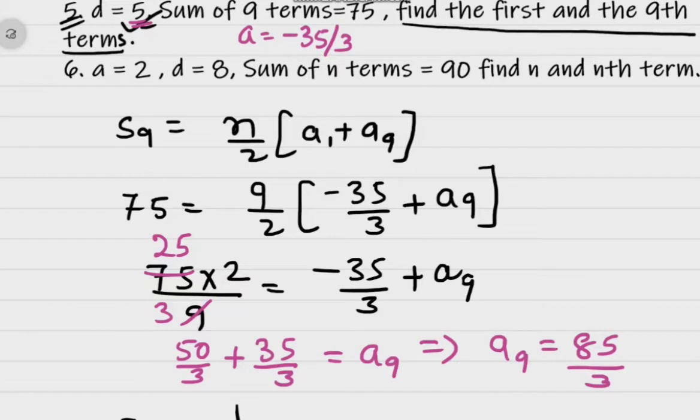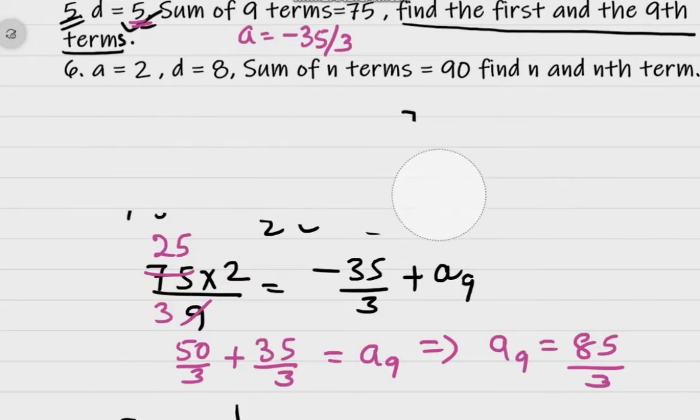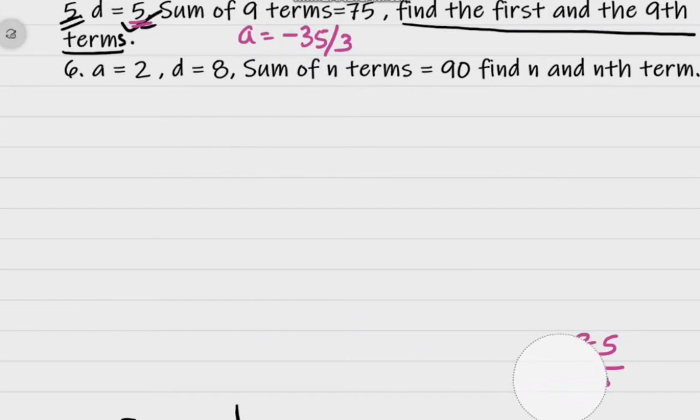Now let us see the next question. What is our next question? Question number 6. Now what does question number 6 say? Look here children. Question number 6 says a is equal to 2. The value of a is given as 2, d is equal to 8, and the sum of n terms Sn is given as 90. You have to find n as well as the nth term.